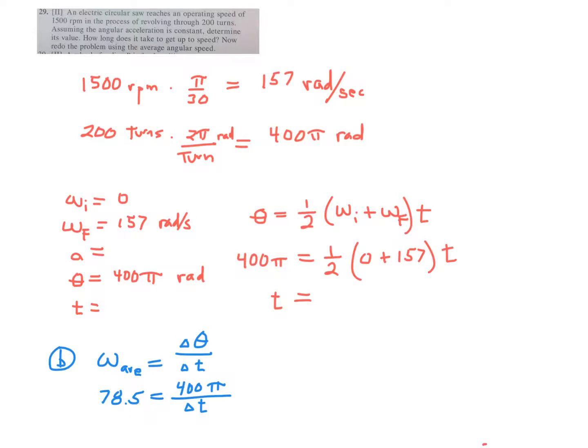So your total time will be, just switch them around, 400 pi divided by 78.5, which is the same thing you're going to get in the portion here in part A, that I did in red.